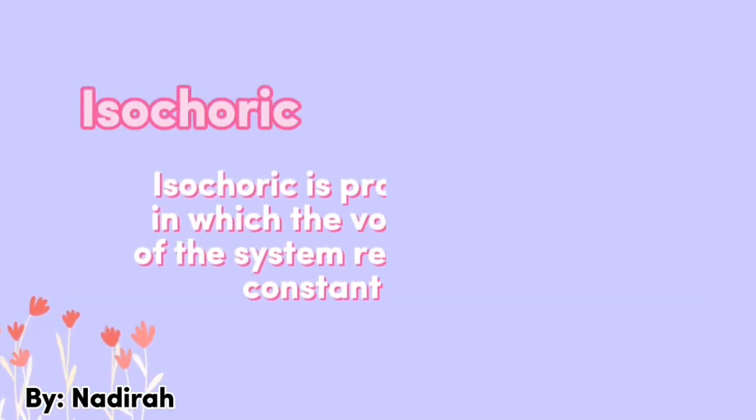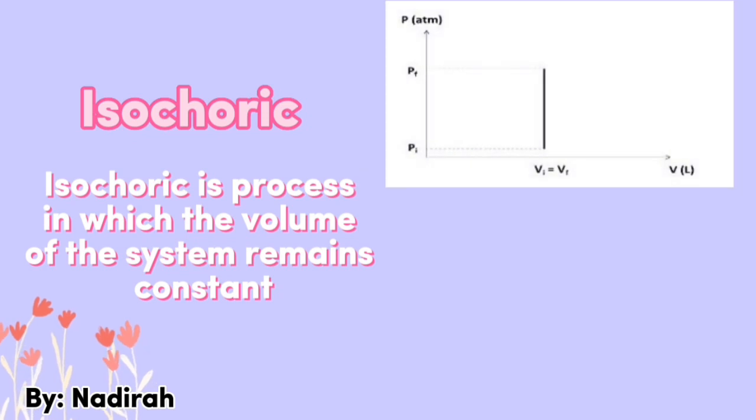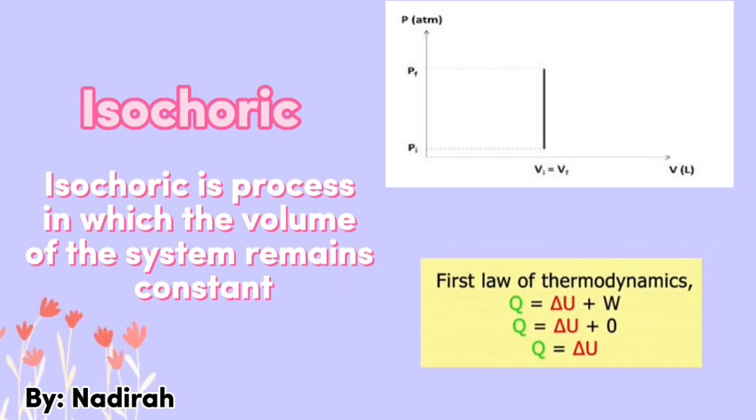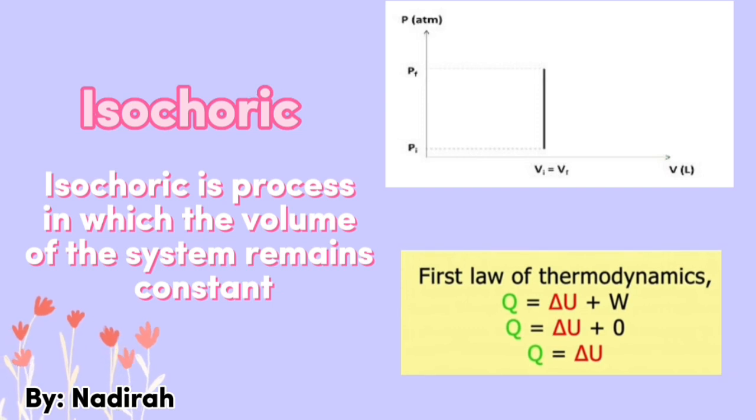Next is isochoric. Isochoric is a process in which the volume of the system remains constant. Therefore, the initial volume will be the same as the final volume. From the first law of thermodynamics, the change of internal energy is equal to heat transfer.